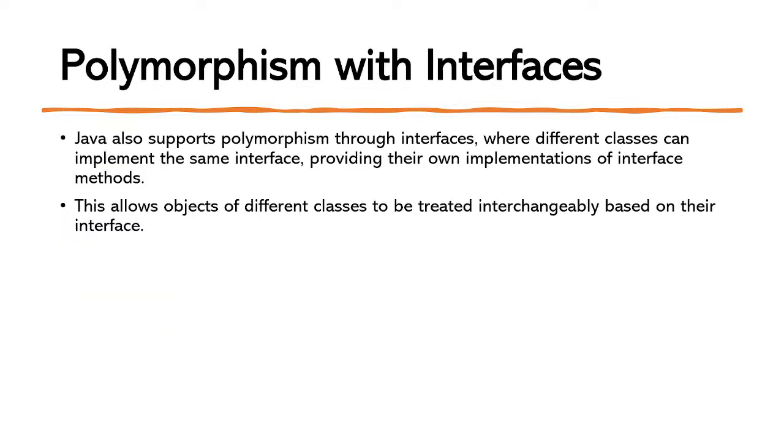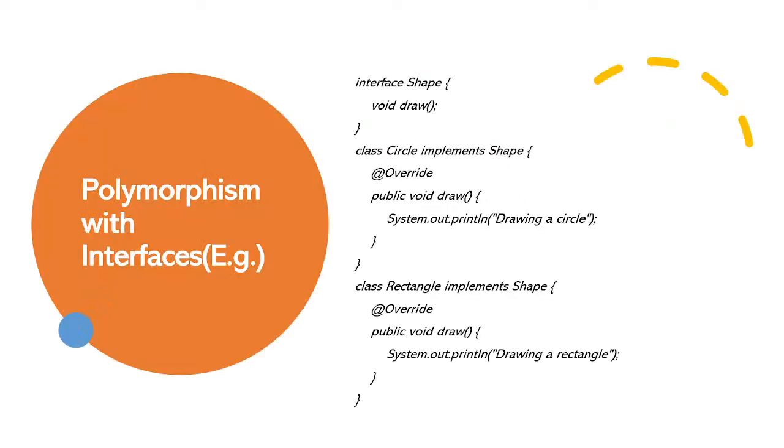Now polymorphism also can be achieved with the help of interface. Java also supports polymorphism through interface. The main thing is compile time and runtime only, but there is an addition to it also, on which I want to throw some light. So polymorphism with interfaces, where different classes implement the same interface, providing their own implementation. It allows objects of different classes to be treated interchangeably based on their interfaces.